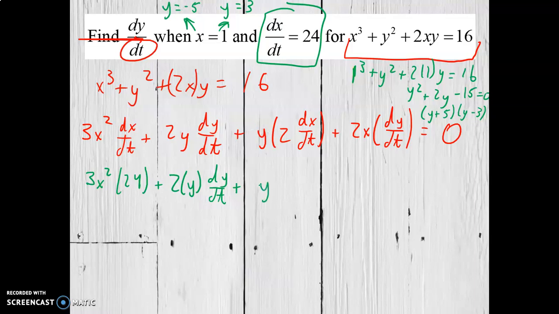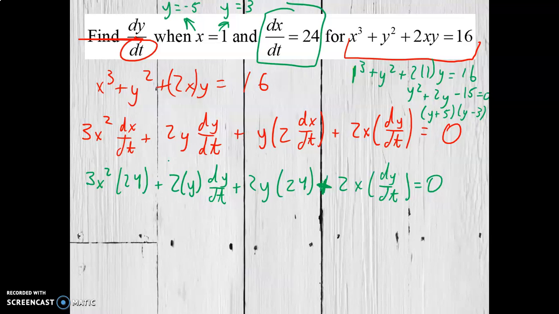y I'm going to leave as y, so again I've got 2y, and then dx/dt we have in the problem was 24, 2x, and then dy/dt again. Notice that this is a plus.